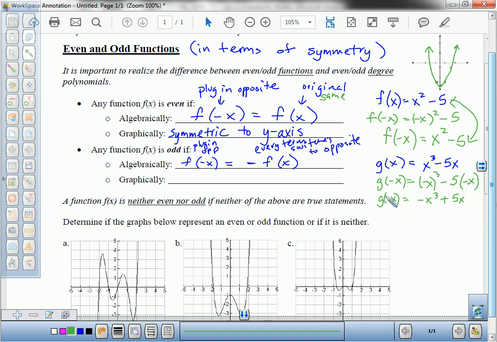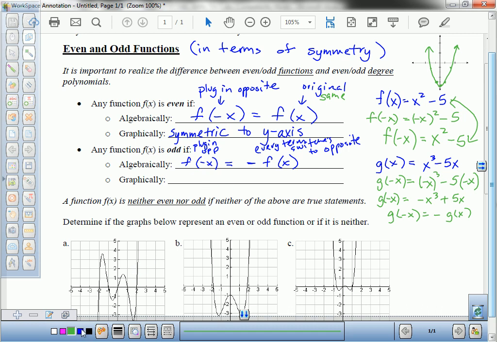All right, so do you see that with this function, when I plugged in the opposite of x, every term, they only had 2, but both of them switched signs. I got the opposite of the original function. So that's how I know, algebraically, I have proven that g of x has odd symmetry.